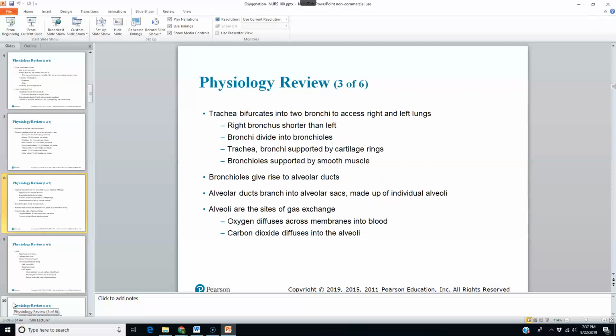All right, we're at the trachea, and remember how it bifurcates into two bronchi to access the right and the left lungs. The right bronchus is a little shorter than the left, and the bronchi divide into bronchioles. Those are smaller tube-like airways, and the trachea and the bronchi are supported by cartilage rings, and the bronchioles are supported by smooth muscle.